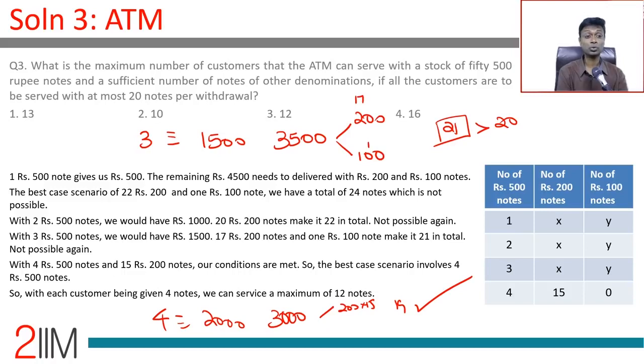We have a stock of 50 500 rupee notes. So 50 by 4 is 12 point something. So for up to 12 customers, we can satisfy this. Anytime a customer comes, give them 4 500 rupee notes and 15 200 rupee notes. Keep on doing this. This is the best case scenario to stretch out our 500 rupee notes. We can serve up to 12 customers using this strategy. We do not have enough 500 rupee notes for the 13th customer.